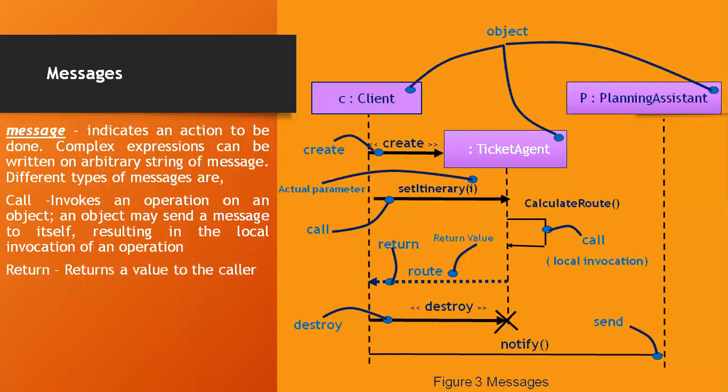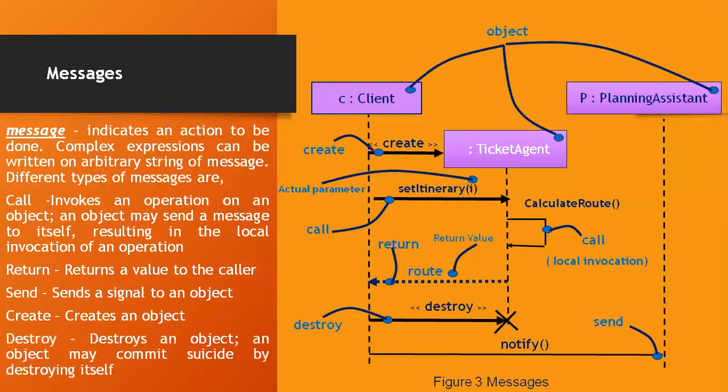The second one is return. The return will return a value to the caller. When the caller calls, the callee will return the value to the caller which is calling it. Then we can send signals to an object. The fourth one is create, where we can create new objects. And the fifth one is destroy, which destroys an object, and an object may commit suicide by destroying itself.